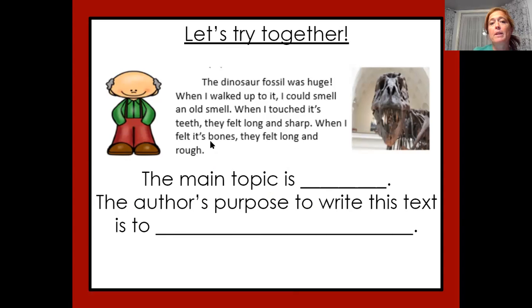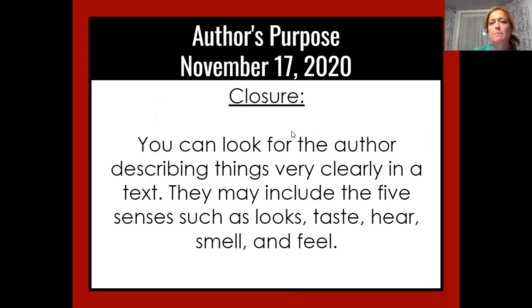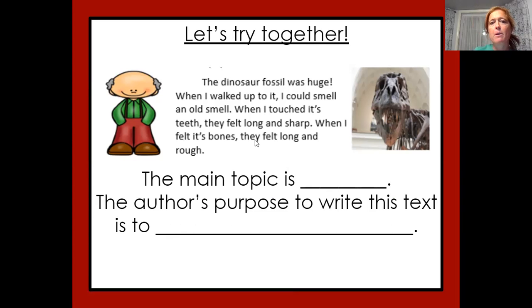Okay, so some of the words he uses to describe to us: the dinosaur fossil was huge. There's a good word. I could smell an old smell. When I touched its teeth, they felt long and sharp. Gives us a better idea of just how scary those teeth might be. When I felt its bones, they felt long and rough. So long, rough. So you can really get an understanding of when he's touching those bones, just how they felt.